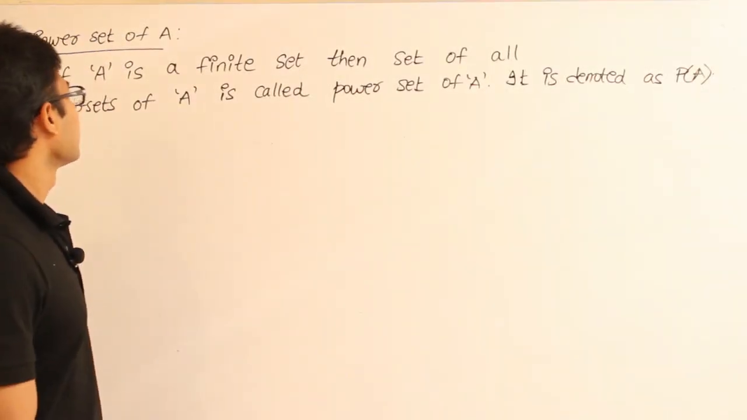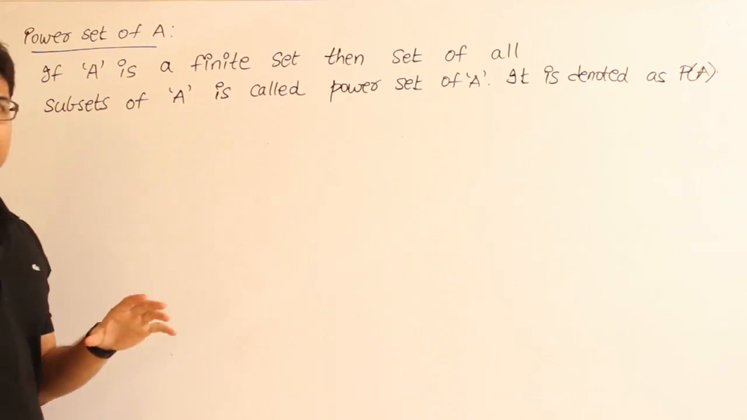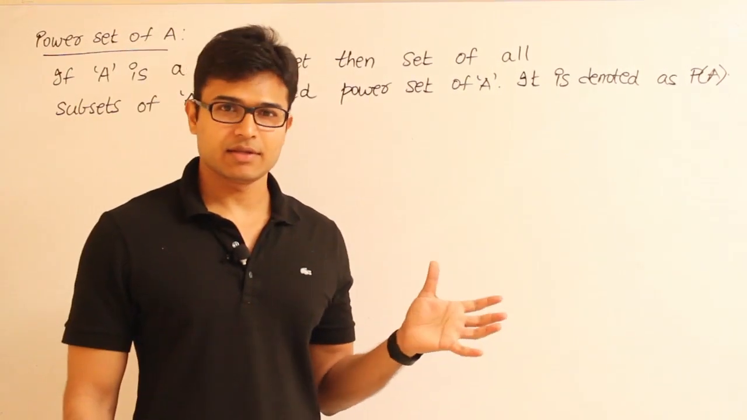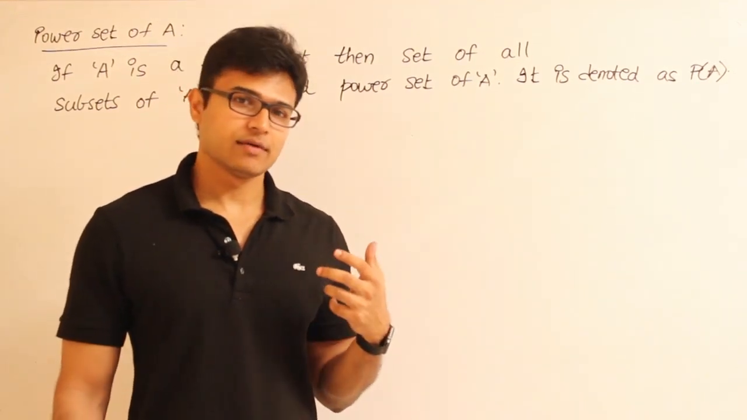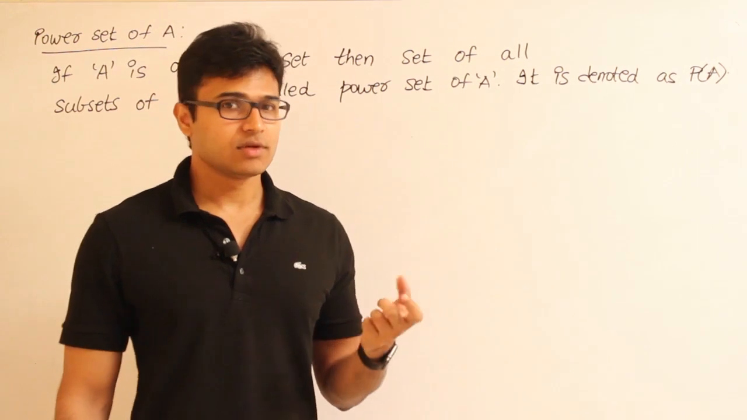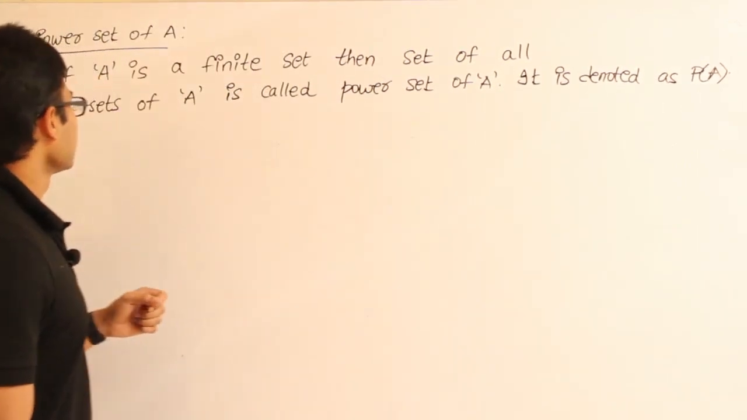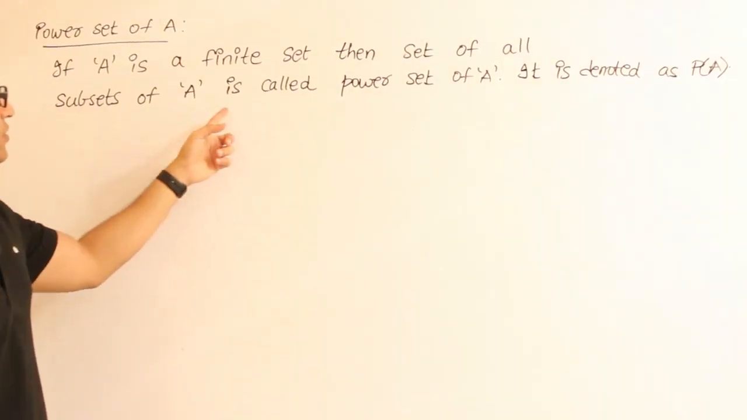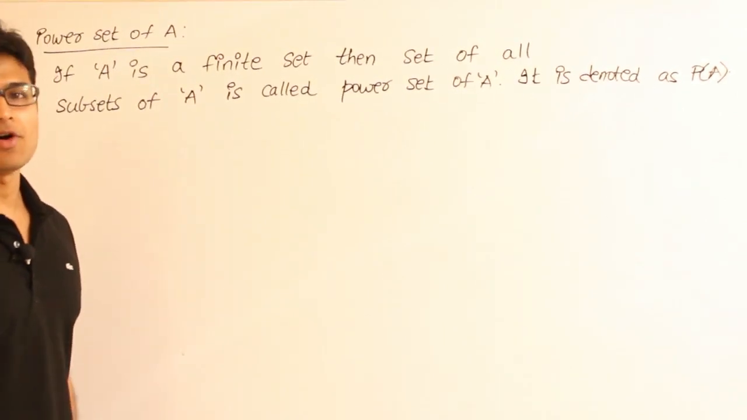Now let's see power set. If capital A is a finite set, so one more thing, power set is defined generally for infinite sets as well, but in set theory here we'll be doing it only for finite sets. So if a set is finite, then only we are going to define the power set. If capital A is a finite set, then the set of all subsets of capital A is called the power set of A. It is denoted by P of A.